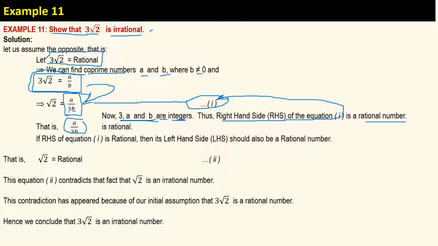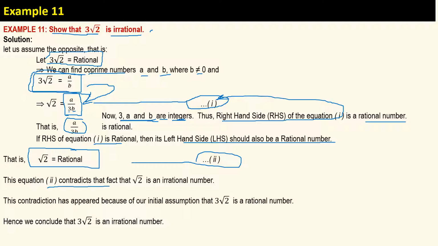Now, if the right hand side of an equation which is true is rational, then its left hand side should also be a rational number. That is, square root of 2 should be equal to a rational number, and let's call it equation number 2. Now, equation 2 contradicts the generally known fact that square root of 2 is an irrational number.